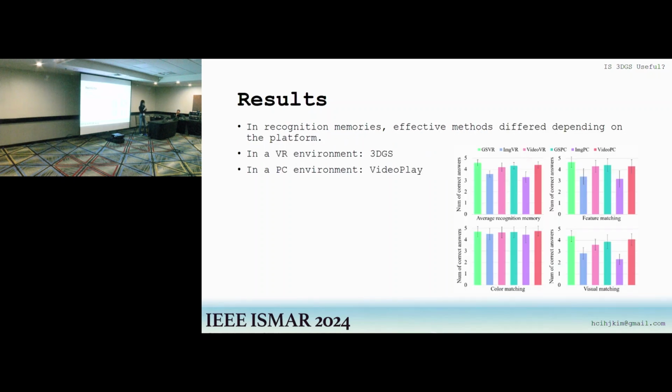In the result of recognition memory, different visualization methods have different positive effects on object recognition memory across platforms, with 3D-GS being better for VR and video play being better for PC. To summarize, 3D-GS is the most effective method in VR environment, and video play is the most effective method in PC environment for verifying 3D results in terms of recognition memory.